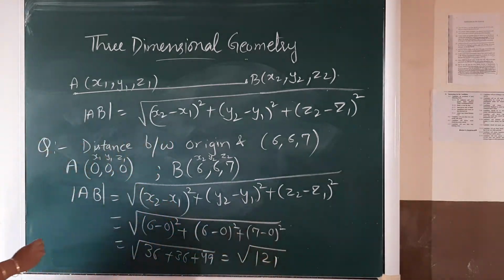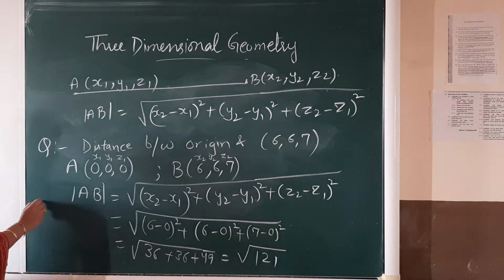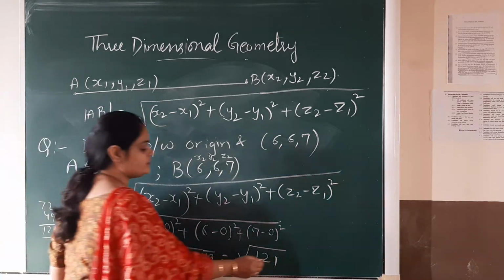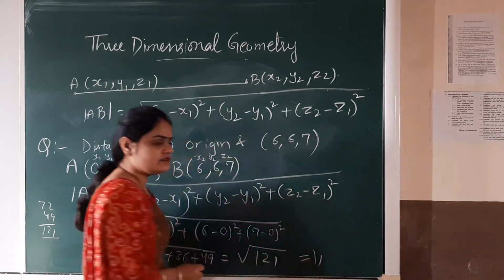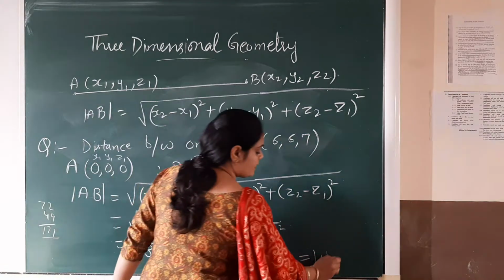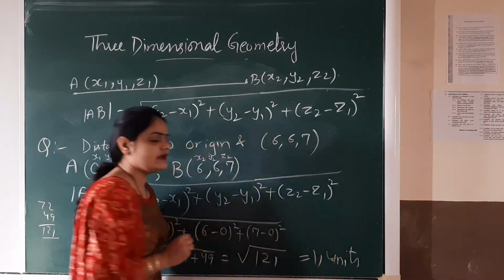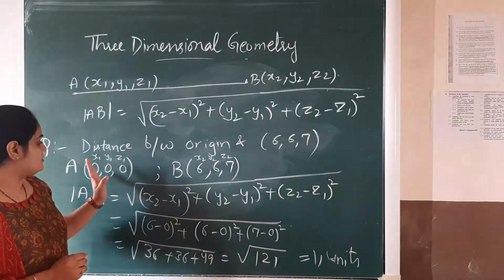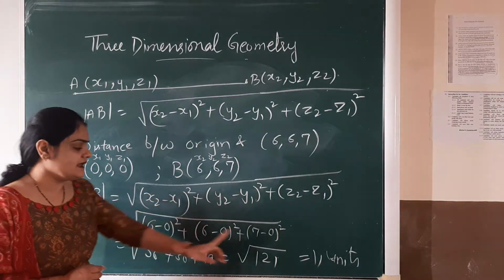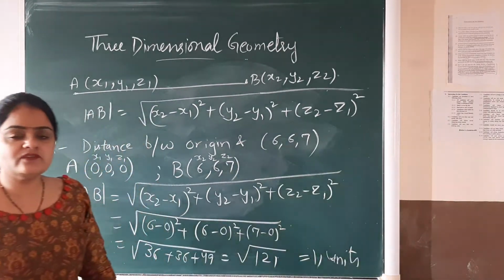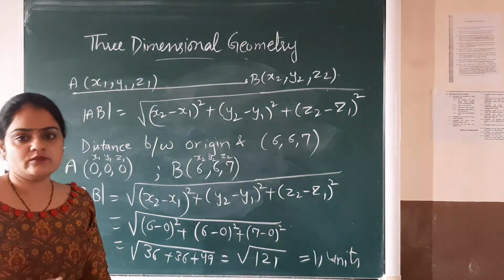This is 121, and under the root of 121, its root is 11 units. Here the unit is not mentioned, so we are writing units here. So the distance between these 2 points is 11 units. Hope this question is clear. Let's do one more question.